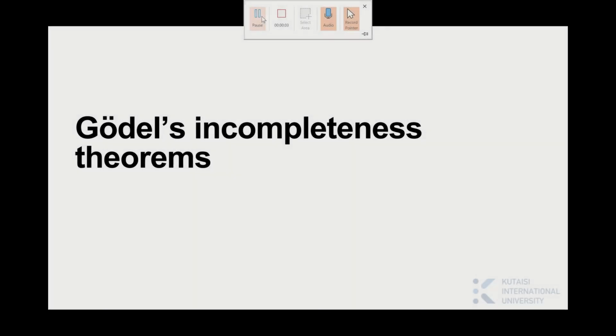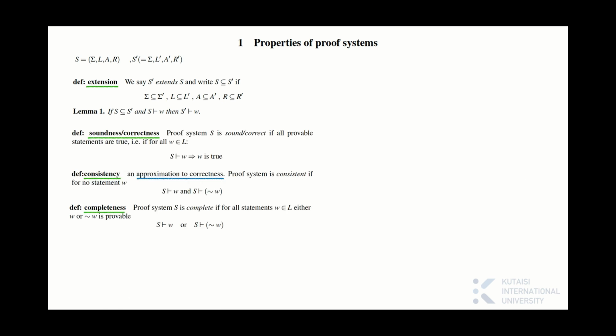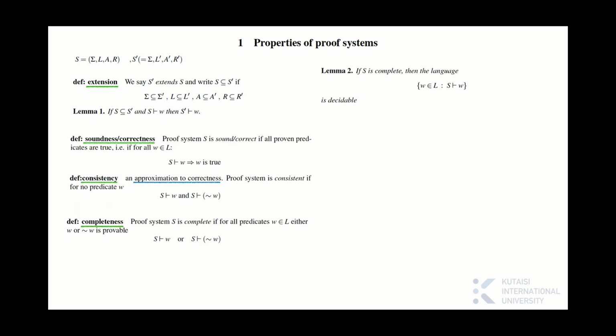Okay, anyways, so we did this yesterday. So let me just recall the important definition. So we have a proof system. That means we have an alphabet, a language, so strings we want to write down, axioms, and the derivation rules, the proof rules we call them.